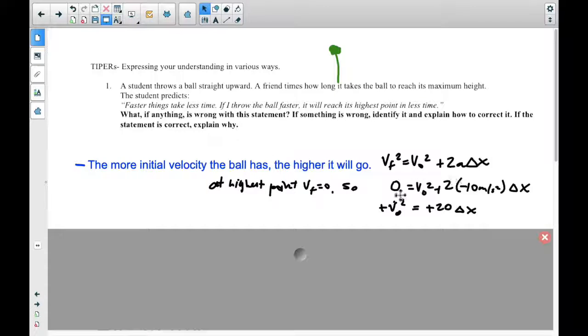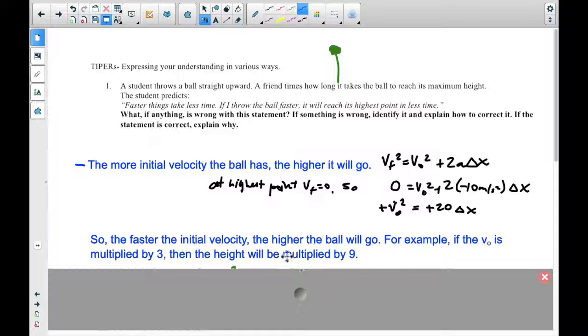If I go through and solve this, I'm going to subtract my v naught squared and put it over here. But when I subtract it, I get a negative over here. So I'm going to get initial velocity squared is equal to 20 times the change in height. So in other words, the faster the initial velocity, the higher the ball will go. For example, if the initial velocity is multiplied by 3, then the height will be multiplied by 9.